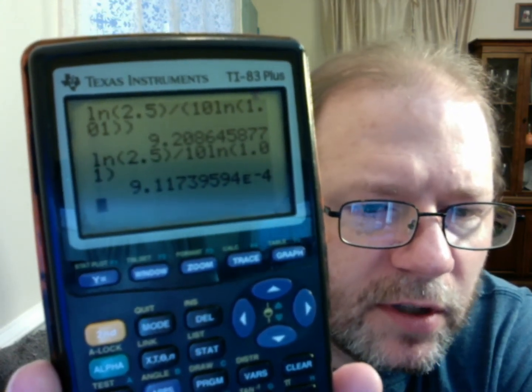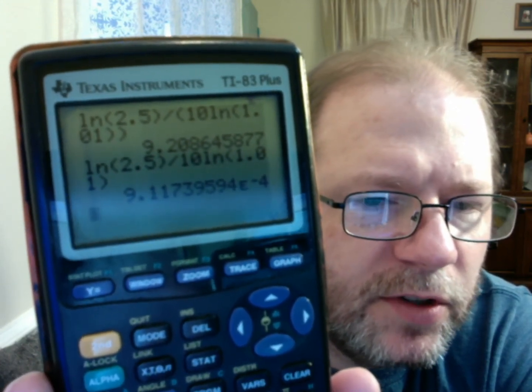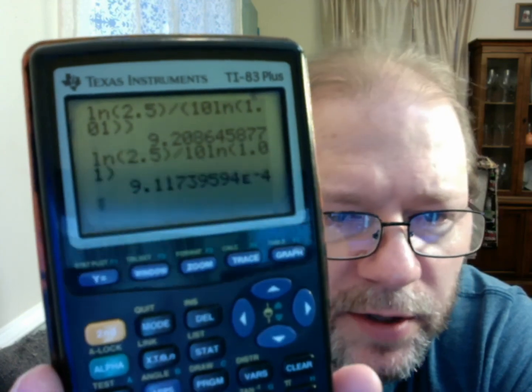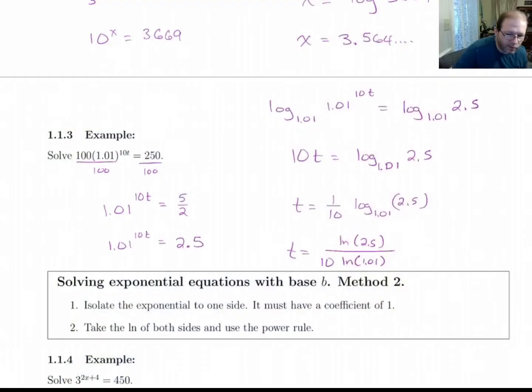So on this, let's see, what you need to do is put that entire denominator in parentheses. All right, so our answer was 9.2086, like that.